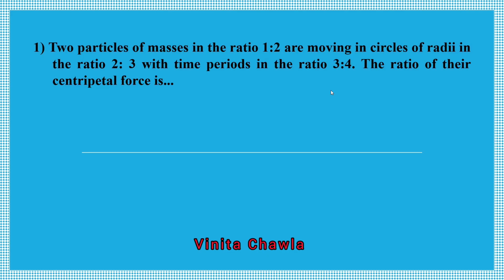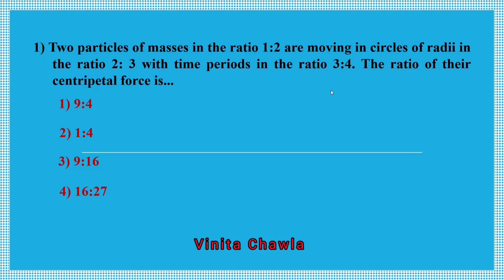Now another question. Two particles of masses in the ratio 1:2 are moving in circles of radii in the ratio 2:3 with time periods in the ratio 3:4. The ratio of their centripetal force is, सबके ratios given है आपको, ठीक है, 9:4, 1:4, 9:16, 16:27. Very good question. देखो, centripetal acceleration is omega square r. Omega is 2 pi by T.